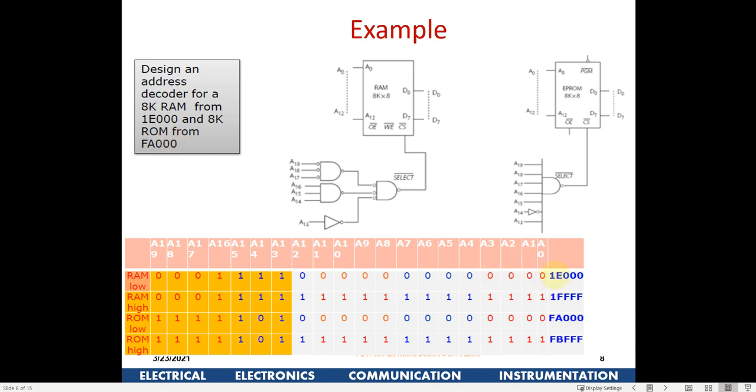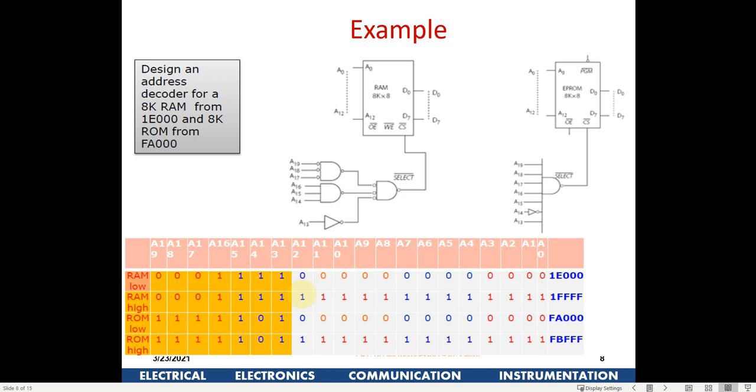If you see 1E000, this is the equivalent binary, and from there 8K. For 8K you have 12 lines which are required. So these are all 0000 here, and 8K stands for 12 bits, so all 1111 has been put here. This is also fixed because he has started from this memory location. So this is the starting address, and this is the last address of the RAM.